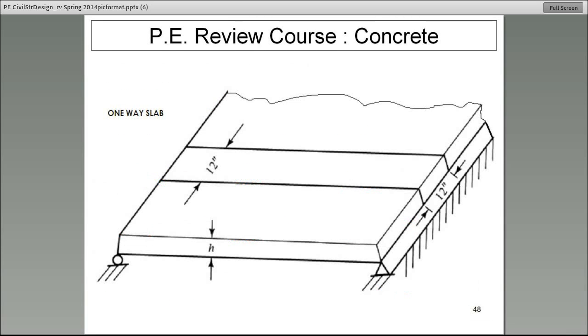Tag this page. Basically, the one-way slabs are designed like this. They are designed like beams, but what we do is we design them like strips, 12-inch wide strips of beams. All right, and then we'll put them together.